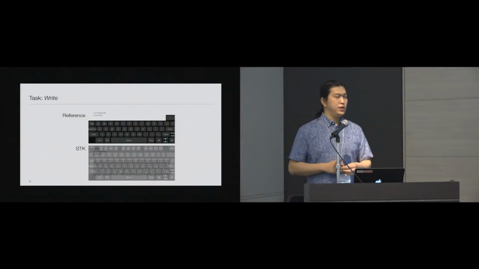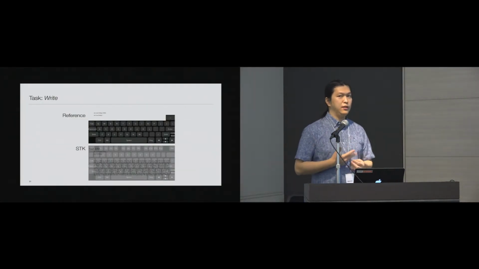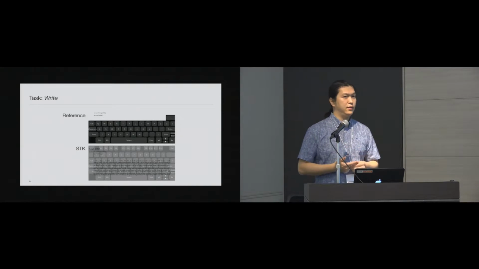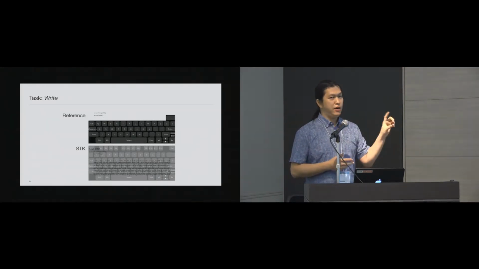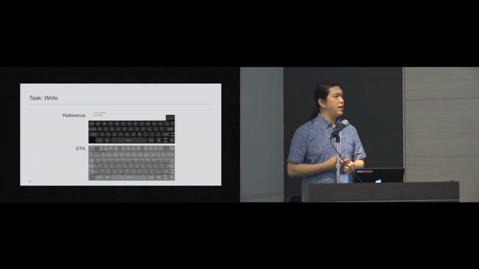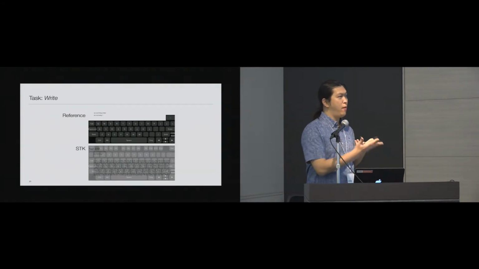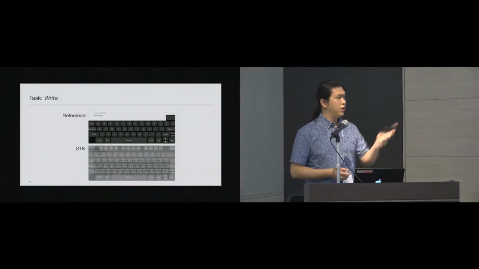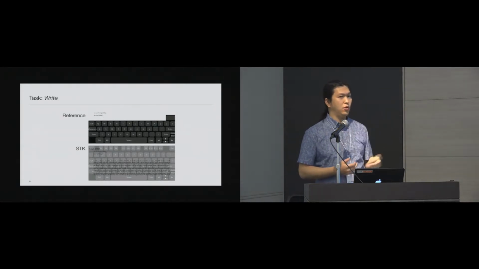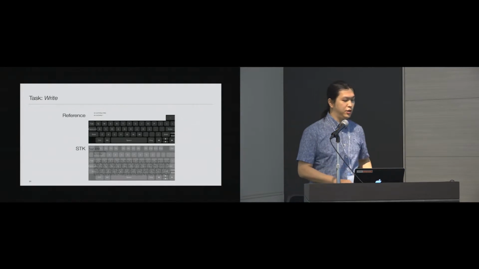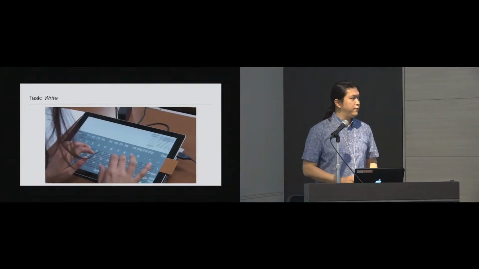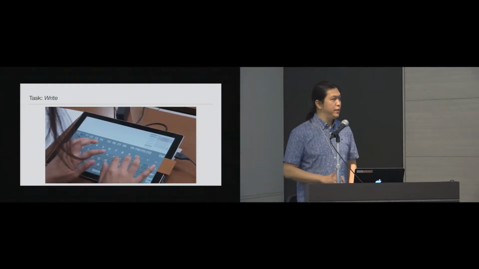In the reference condition, the user is not interfered with by any text, so the text area is clean and the key area is opaque. In the STK condition, I tried to overlap as much as possible, so that the presented text is also occluded by the keyboard and everything is interfering with each other. This is the footage of the real experiment.